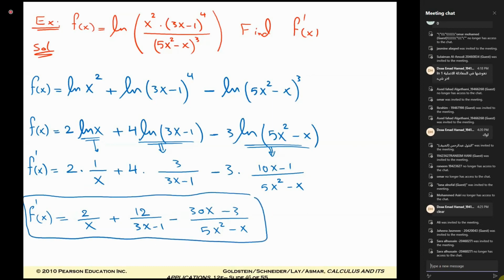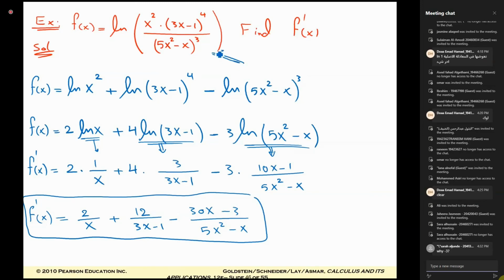It's easier to find the derivative of what is inside the ln than of this one. This one is more difficult to find the derivative of, but when we use the rules of logarithm, we get easy derivatives. We have many terms, but it is easy to find the derivative of each term.